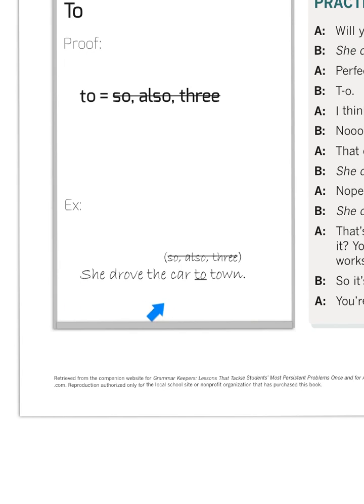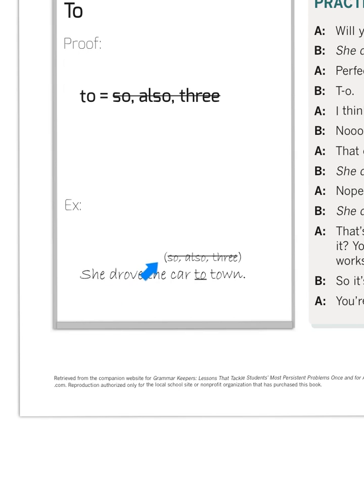So you notice that the writer uses the word TO and underlines it to show that he or she has made a grammatical choice to use TO. And above, they have the proof, so, also, and 3. All of them are crossed out, meaning that none of them work. None of them worked in this instance, so the writer knows to use TO.